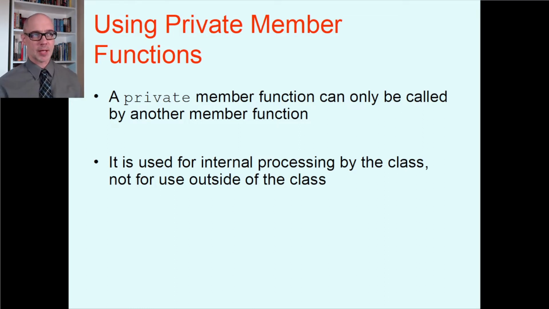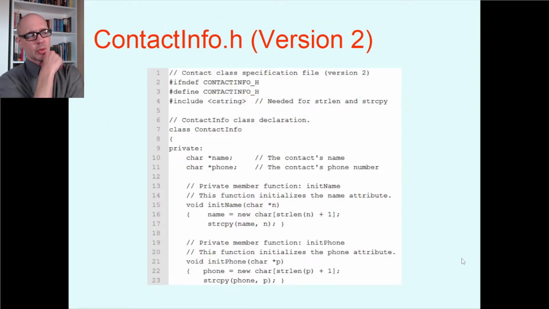A lot of classes have some private member functions for managing the data and managing the internal state. It's pretty common, honestly. The whole point here is that a private member function would be for internal processing of the class, will not be used outside the class, and will not be accessible to the application programmers. All right, so here's an example of that.